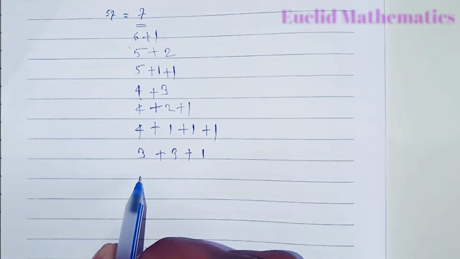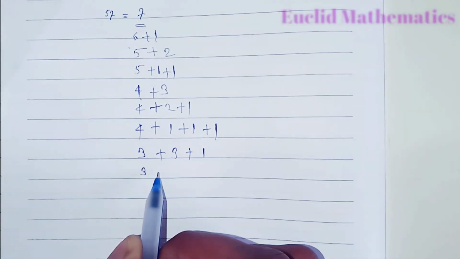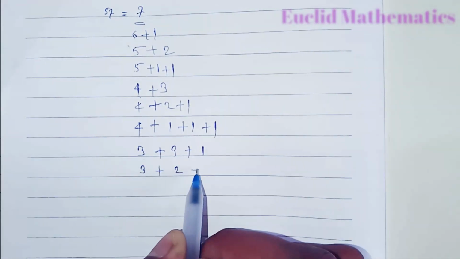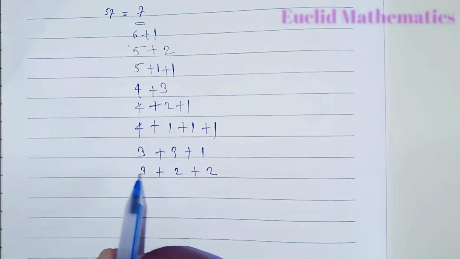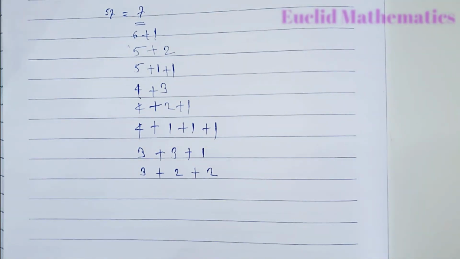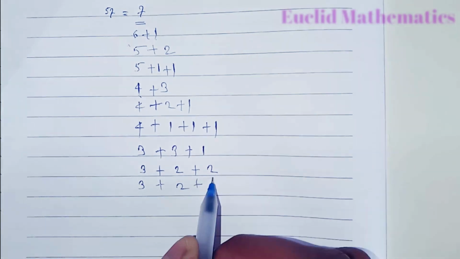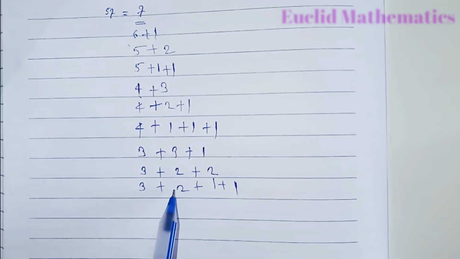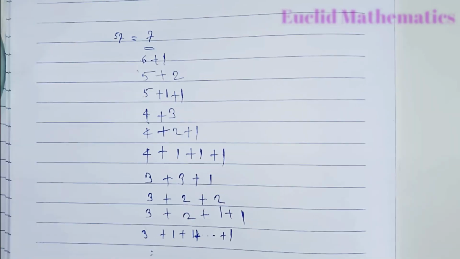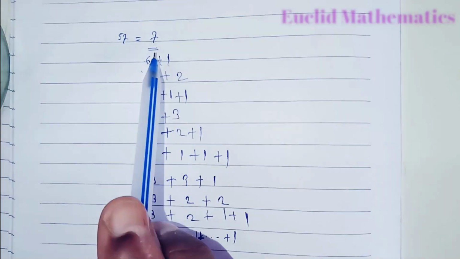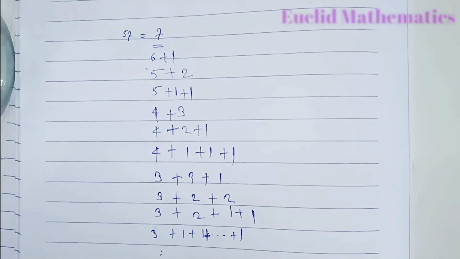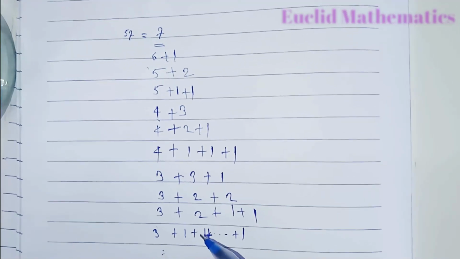Okay, now the next one: 3 plus 2 plus 2. It goes to 7. Again, 3 plus 2 plus 1 plus 1. 3 plus 2 is 5, and plus 2 it goes to 7. So all these are partitions of 7. We can find more partitions here, but we have to find the partitions as per our question.